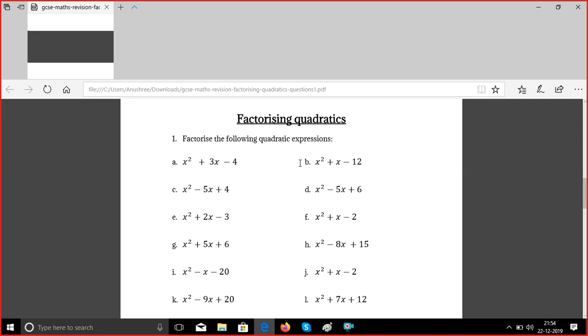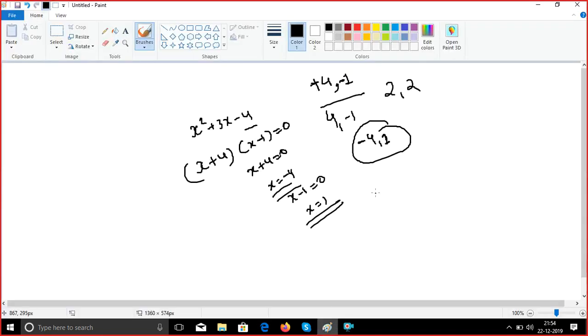I can't find the answer for the second part, B. Okay, so it's x squared plus x minus 12, right? So what you have to do is look at the last number and find the factors. I can say the factors are 6 and 2, 12 and 1, and 3 and 4. These are three pairs, right?